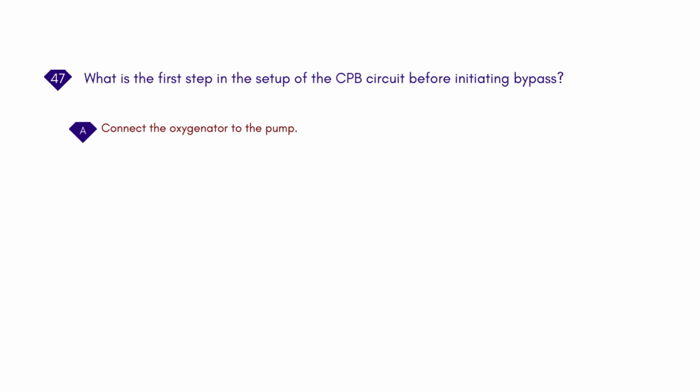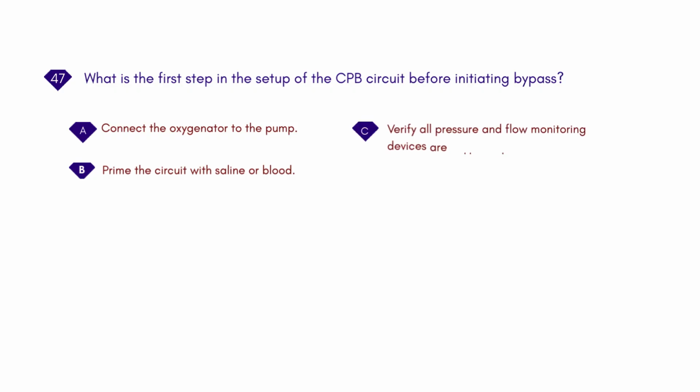A. Connect the oxygenator to the pump. B. Prime the circuit with saline or blood. C. Verify all pressure and flow monitoring devices are calibrated. D. Adjust the heat exchanger to the desired temperature.